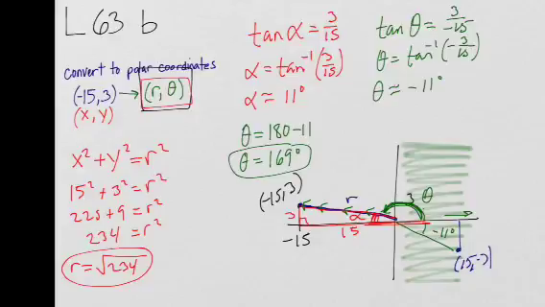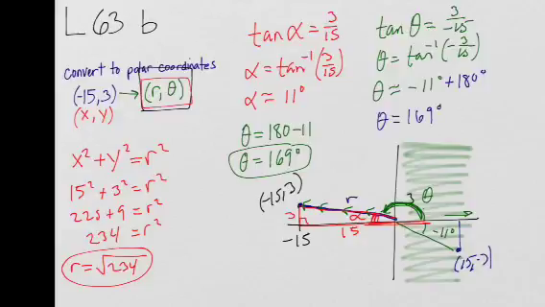And so when you're looking at your coordinates and you notice negative 15 is going to take me to the left-hand side, then you know that the calculator is not going to give you your angle, it's going to give you the complement of your angle. So you have to take what it gives you and add 180 degrees. Negative 11 plus 180 degrees is what we're looking for, 169.